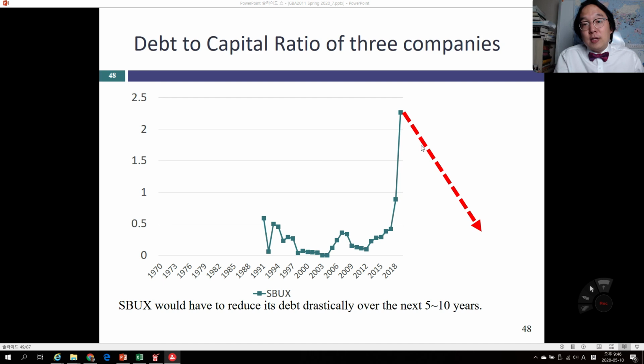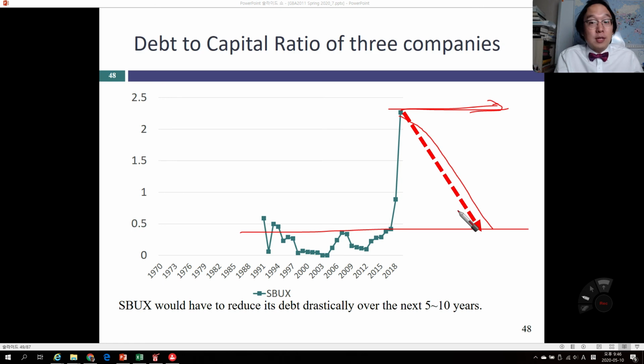Their debt to invested capital ratio now stands at this point, which suggests that they would have to reduce this debt to invested capital ratio to the original normal level. Why? Because they will kill themselves if they keep on having this kind of exceptionally high debt to capital ratio. Whether you call it leverage ratio or debt to capital ratio, I don't care, we mean the same thing. Too much debt burden, you cannot sustain, so you will have to reduce it drastically over the next couple of years or 10 years down the road.